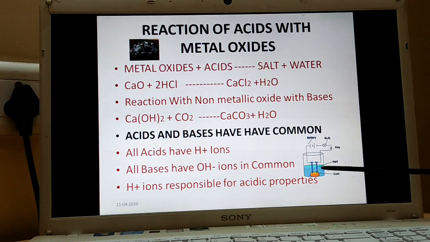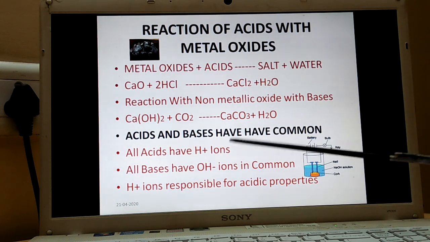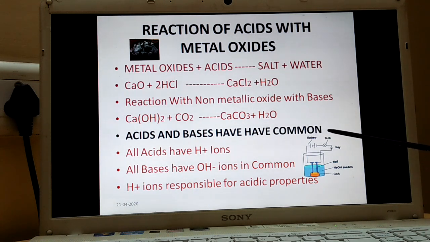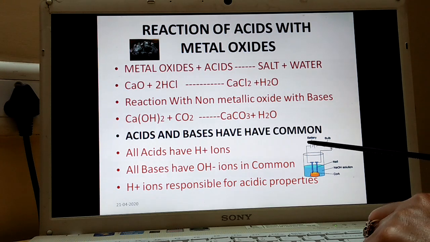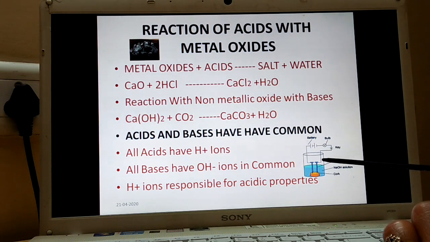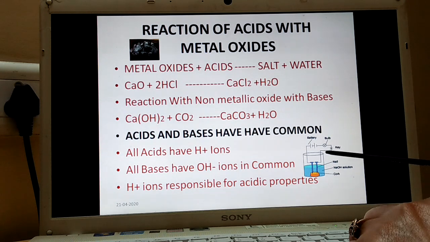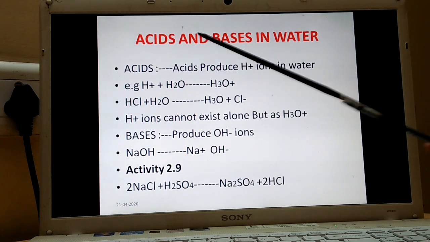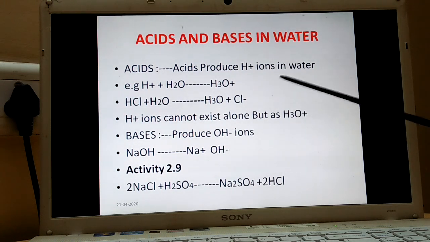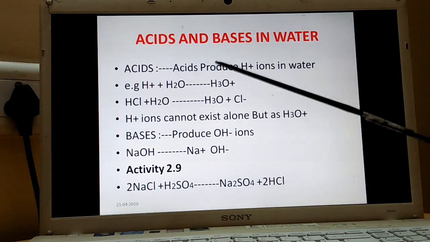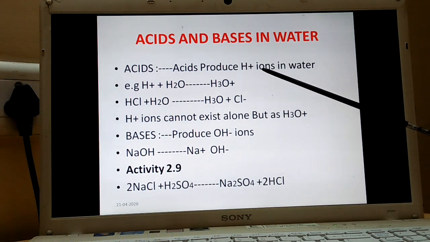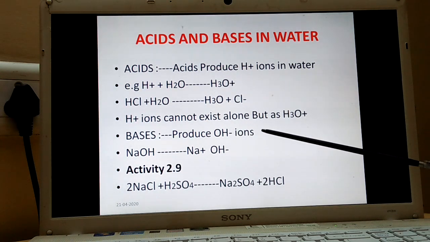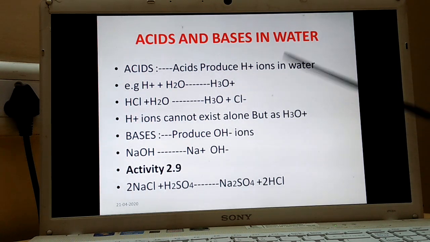That is why we can say that acids and bases will ionize on passing electric current through them. That is the common property in acids and bases, or whenever you dissolve them in water, they undergo ionization. Now what will happen when you dissolve acids and bases in water? Acids will always produce H plus ions whenever they are dissolved in water. Bases will always produce OH minus ions whenever you are dissolving them in water.